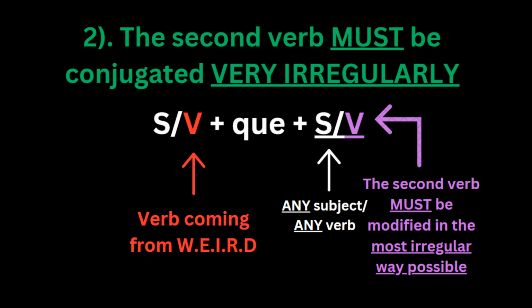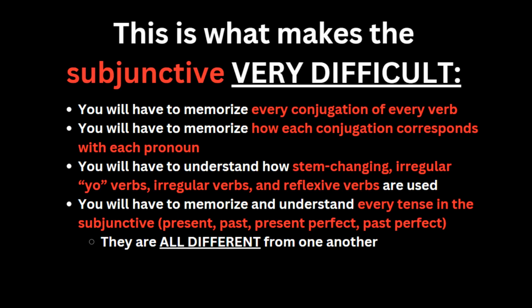Considering that I said that the second verb has to get modified in the most irregular way, this means that you will have to not only memorize every conjugation of every verb, but you will also have to understand how stem changing and irregular verbs are used in the second part of the phrase. Within every tense, the pattern completely changes in the present subjunctive, which is different from the past subjunctive, and so on. This is what makes the subjunctive the most difficult concept in Spanish.